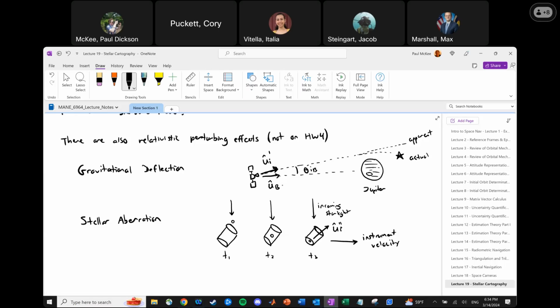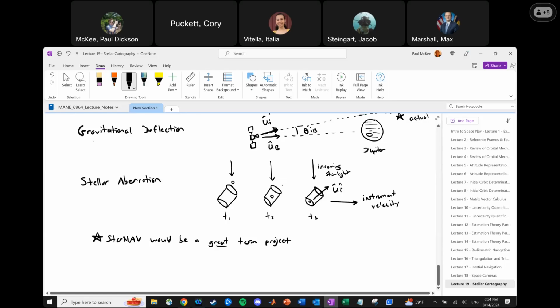But that is plenty about stars for today, and I want to get you all out of here at a reasonable time. I will mention stellar aberration. There's something called StarNav, which is using stellar aberration as your measurement model. And this would be a great term project, and one that I could help you with because I did some work on StarNav. So just thought I'd mention that.